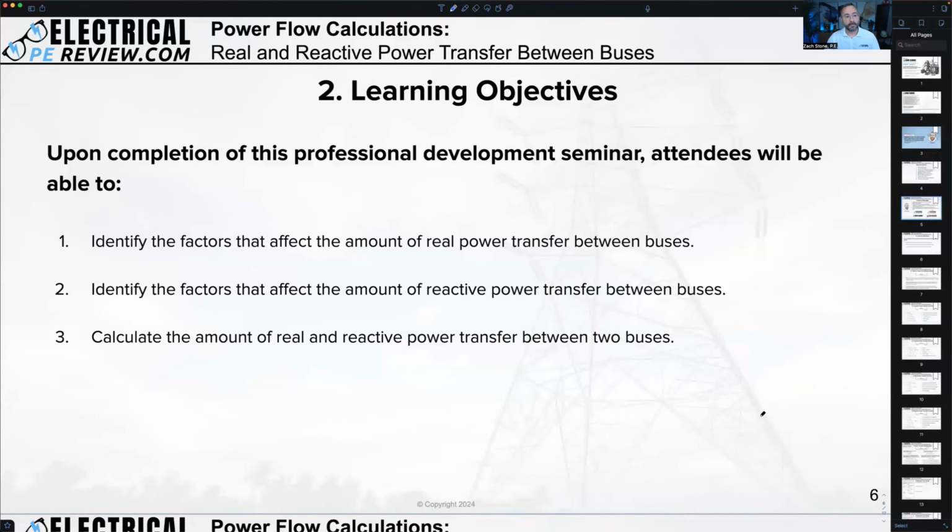All right, so today's learning objectives are threefold. Upon completing this professional development seminar, attendees, that's you, will be able to identify the factors that affect the amount of real power transfer between buses. And I see some of you have already taken a stab at some of these quiz questions. You'll notice that's exactly what we're going to ask you. Doing the same for identifying the factors that affect the amount of reactive power between buses. So P in watts, Q in vars. And then 3, calculate the amount of real and reactive power between two buses. We're going to do that today in our case study, and you got a question related to that in the quiz.